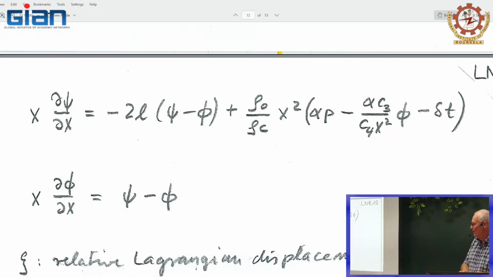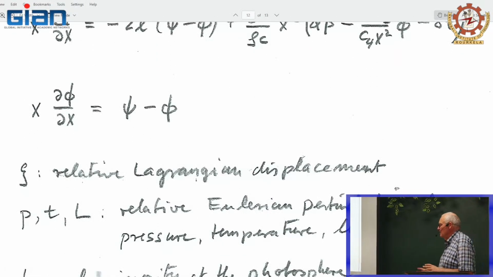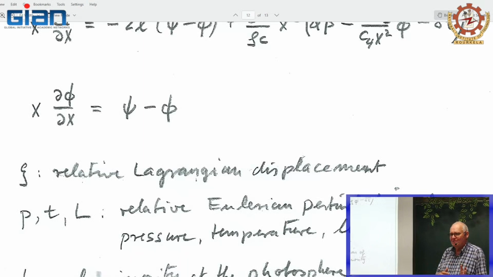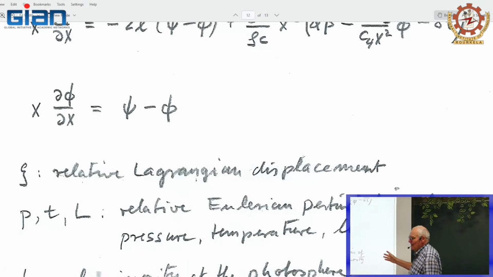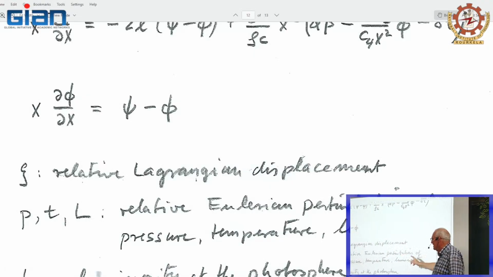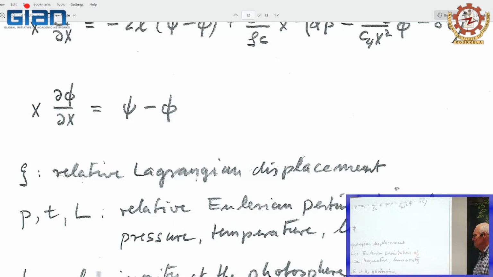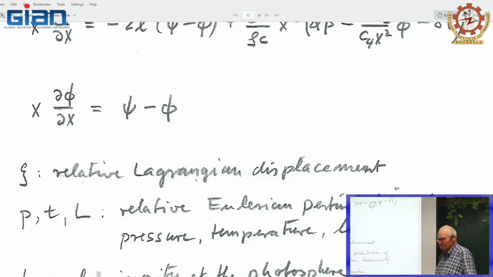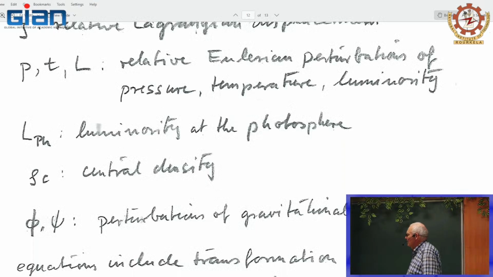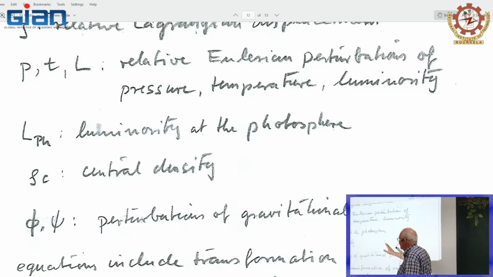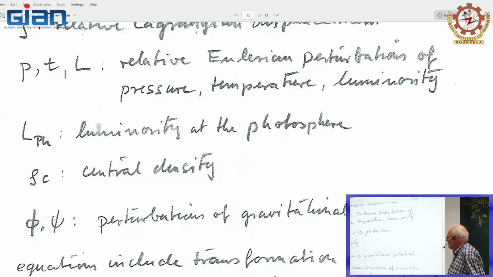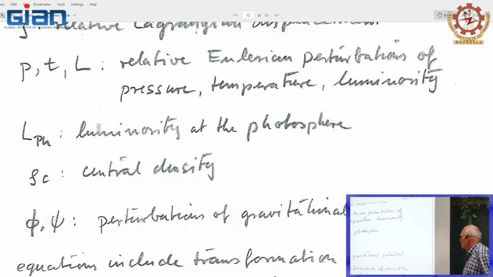The zeta here is the Lagrangian displacement. P, T, well, I promised you some authors take a mixture of Lagrangian and Eulerian variables. Well, I did it myself. Zeta is the relative Lagrangian displacement, but P, T, and L are the relative Eulerian perturbations that are used here. Just to complete the notation, LPH is the luminosity at the photosphere, and rho c is the central density of the star. Phi and psi are the perturbations of the gravitational potential.